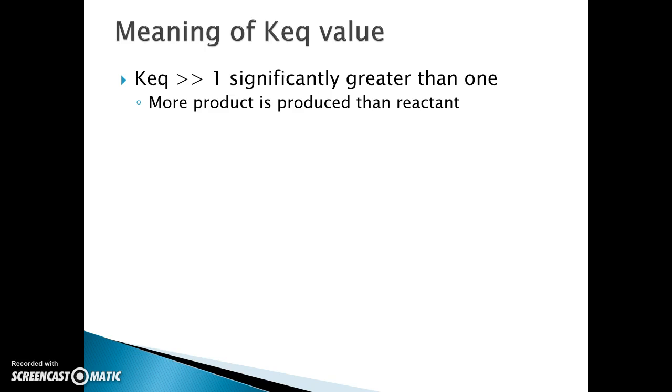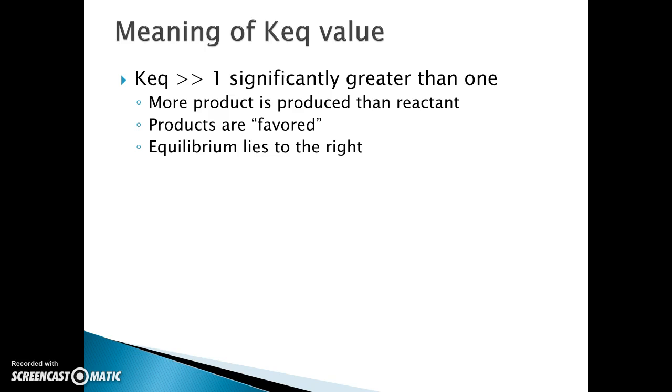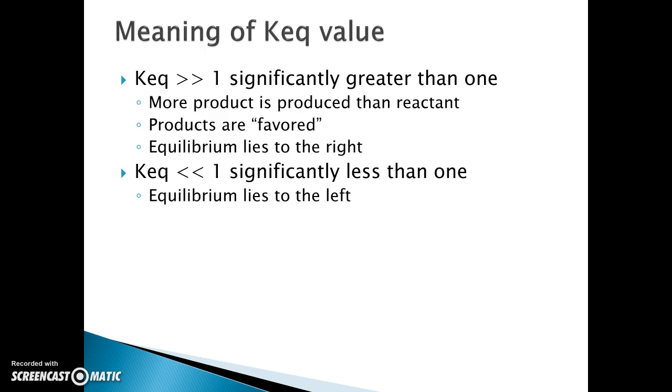The forward reaction is favored. Equilibrium lies to the right of the written equation. If the equilibrium constant is much less than 1, significantly less than 1, then we know that the reverse reaction is favored. Equilibrium lies to the left is the way we're going to say that.